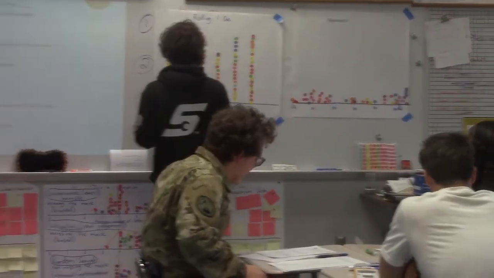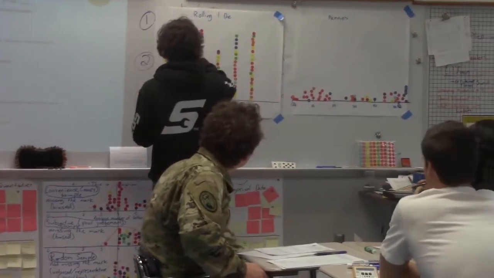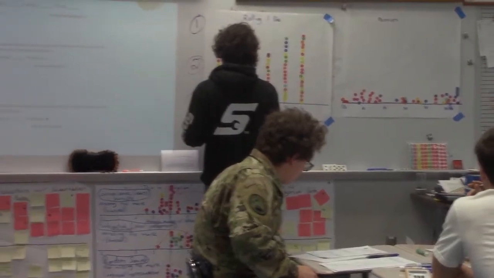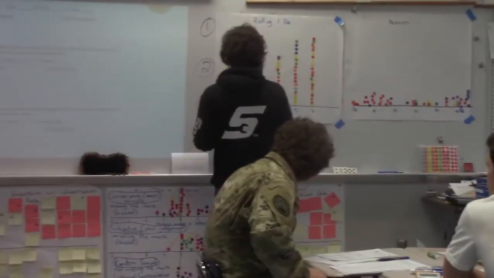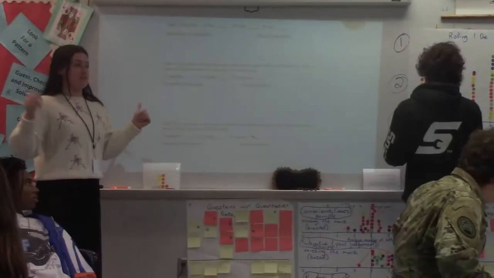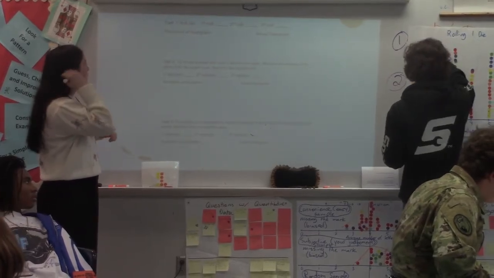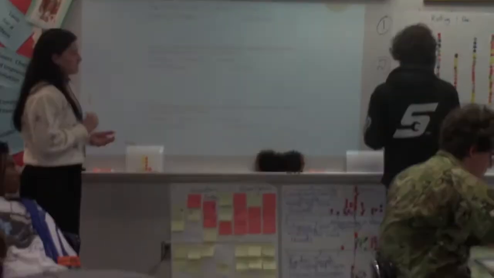I can't really predict what the graph is going to look like anymore because our data is up. We can see what these graphs look like. So let's talk about the rolling die.